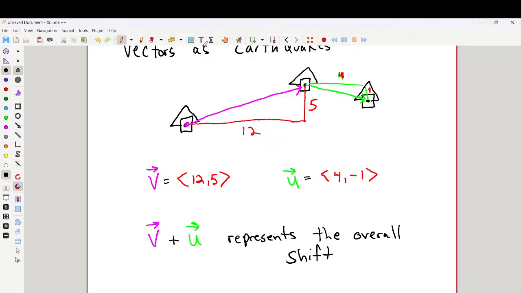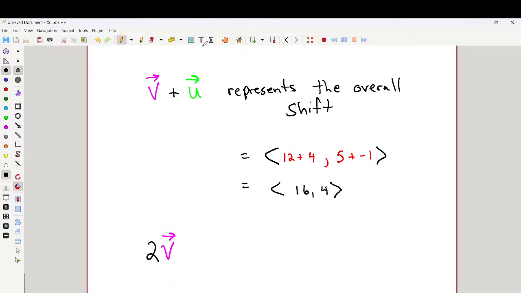Overall, so I'll say that represents two of the same earthquakes. Poor village.